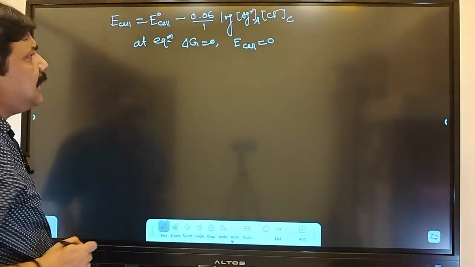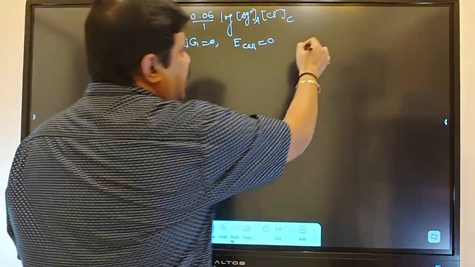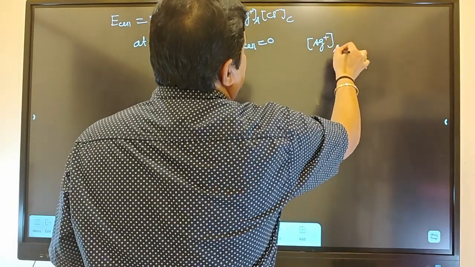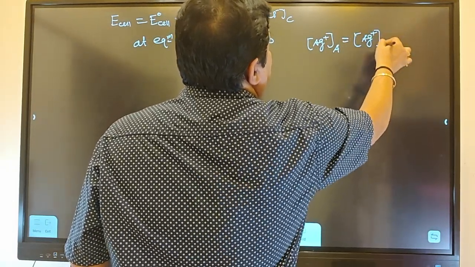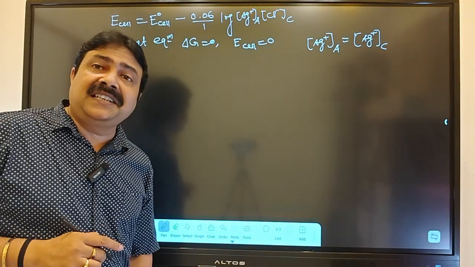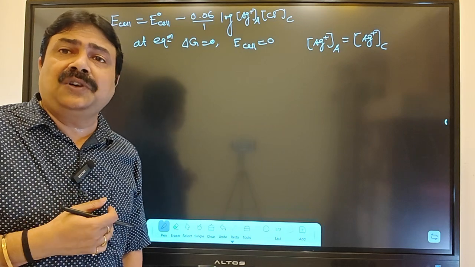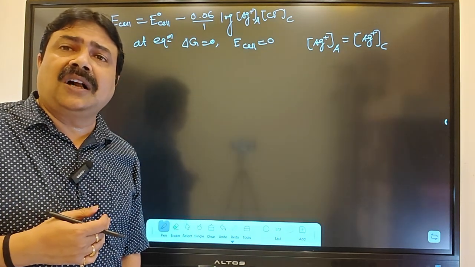If I apply that condition, another thing follows: the silver ion concentration at the anode will be equal to the silver ion concentration at the cathode. That's why there is no concentration gradient of silver ion, as if the reaction is at a standstill. So that's why E cell will be equal to 0.